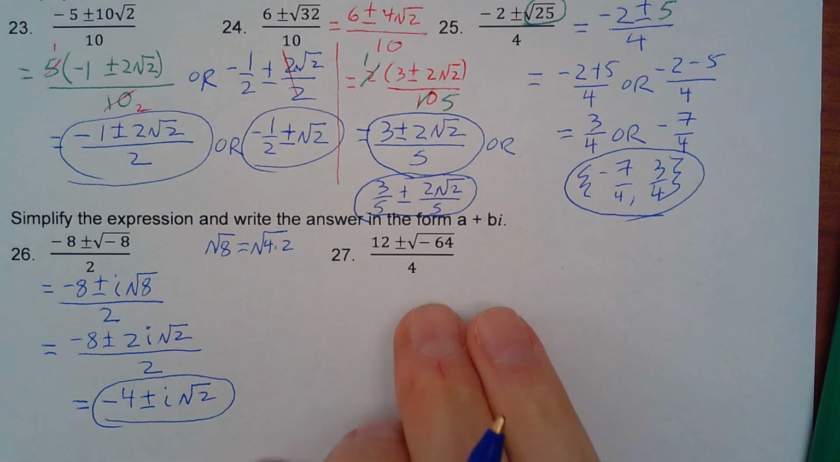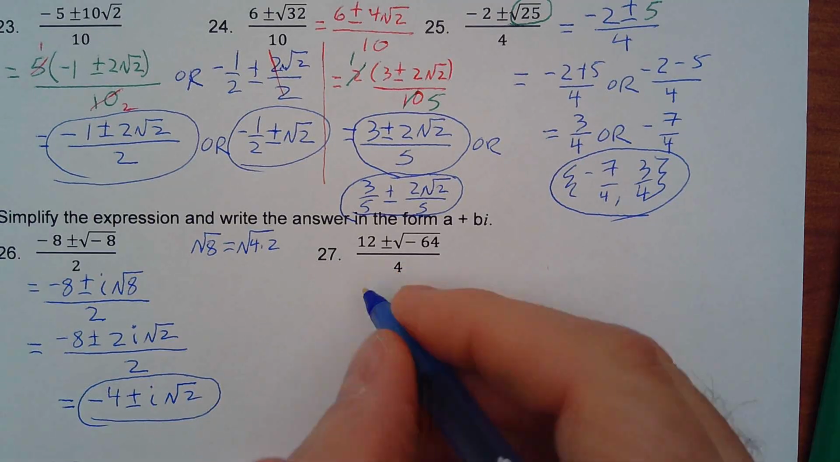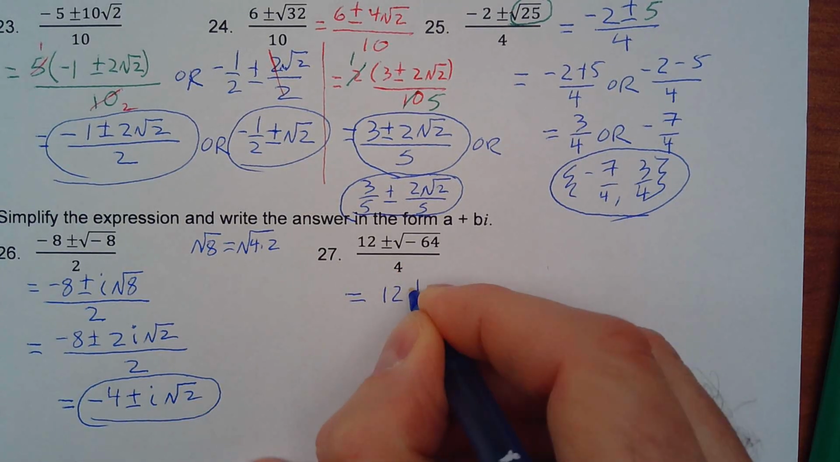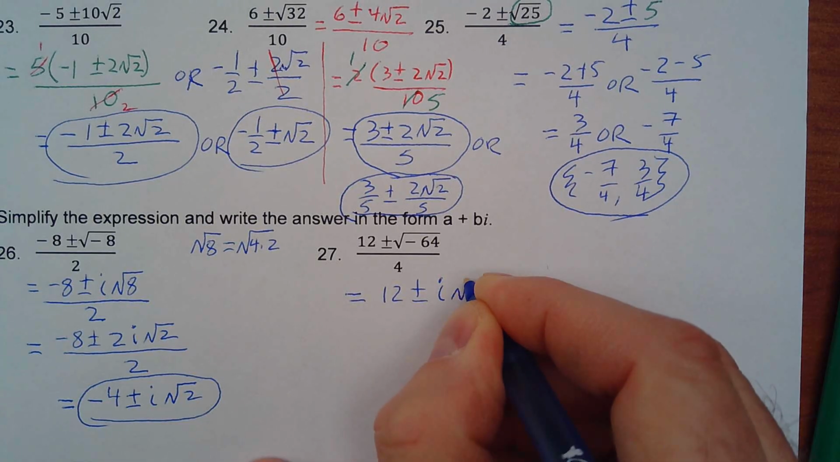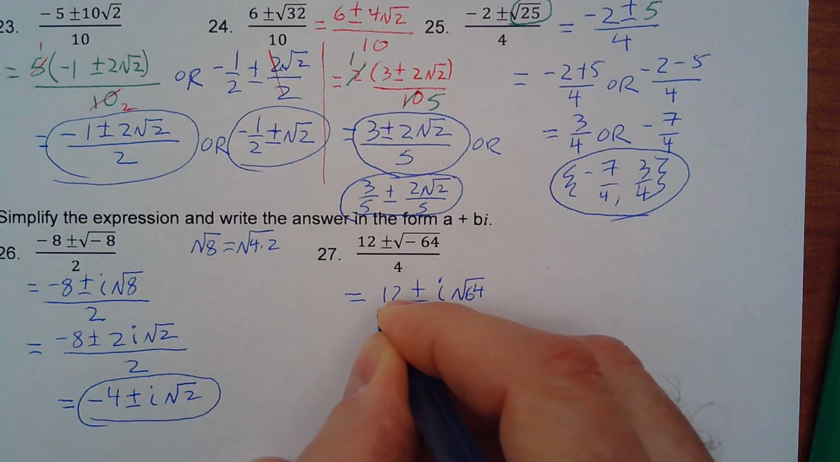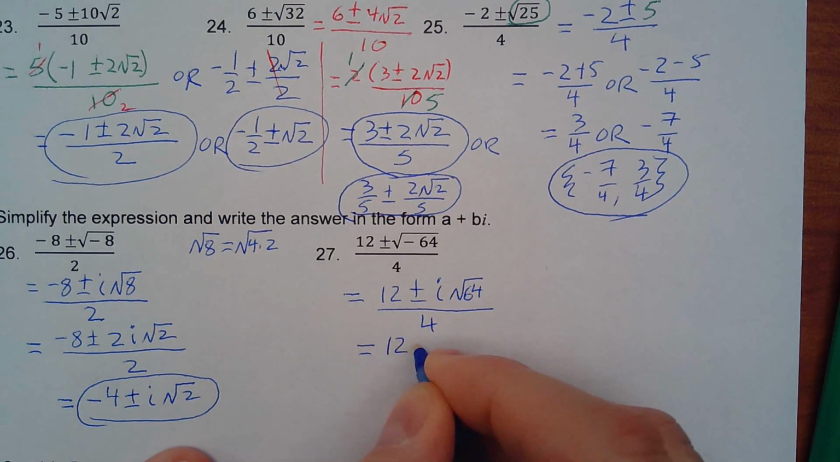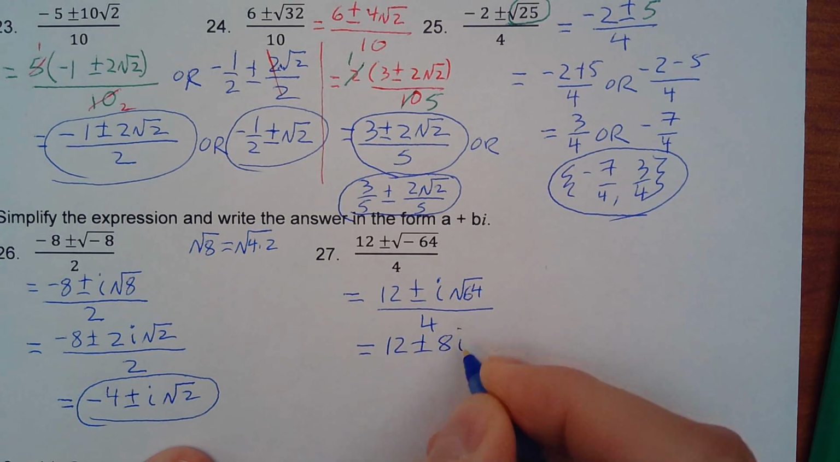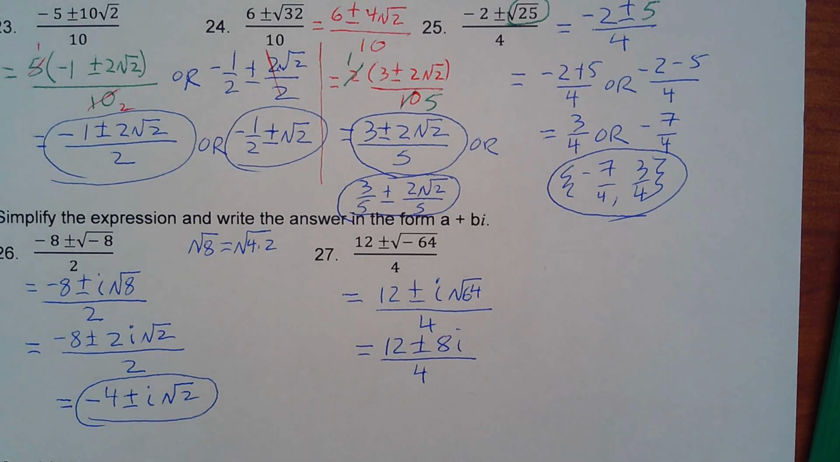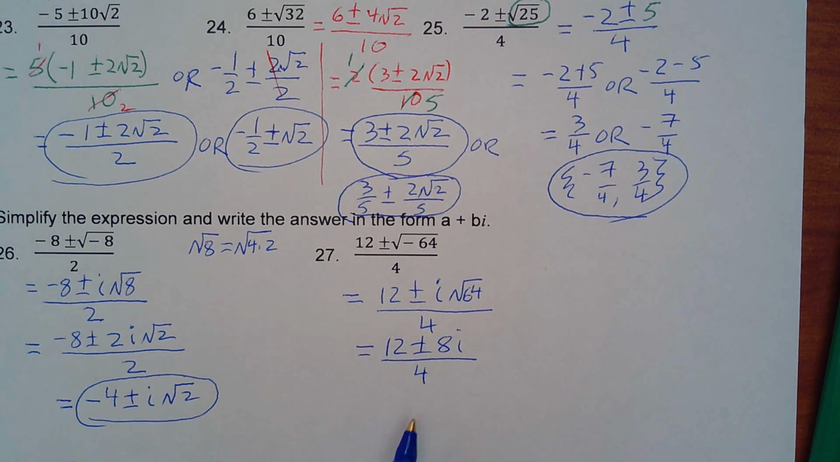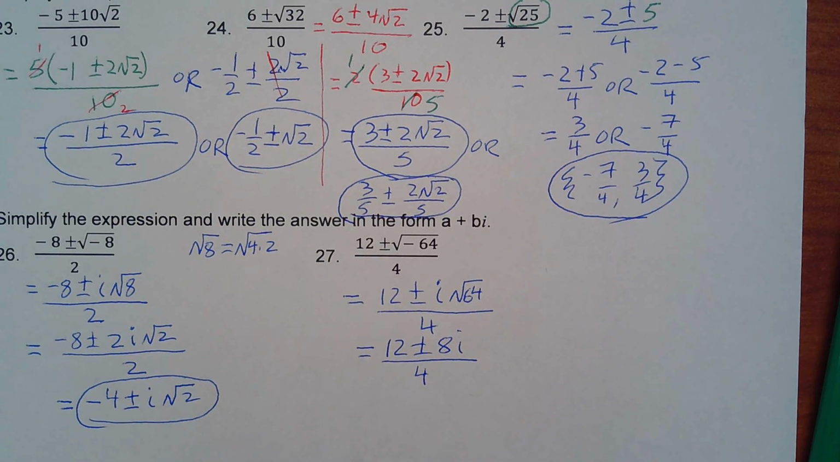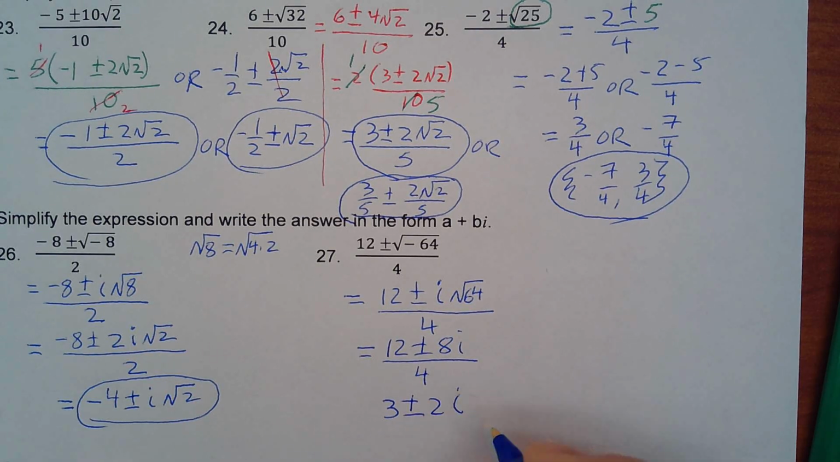And then we do something very similar on number 27. So that's 12 plus or minus i square root of 64 all over 4. But the square root of 64 is 8, so we get 12 plus or minus 8i over 4. And then I just need to divide each term here by 4. 12 divided by 4 is 3. 8 divided by 4 is 2. So my answer here is going to be 3 plus or minus 2i.